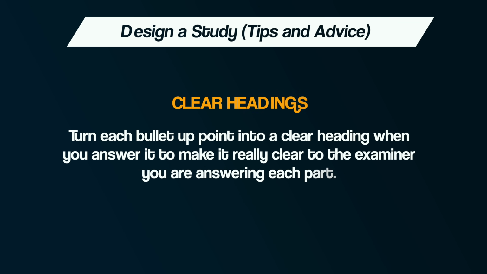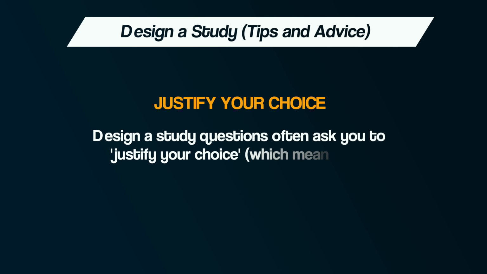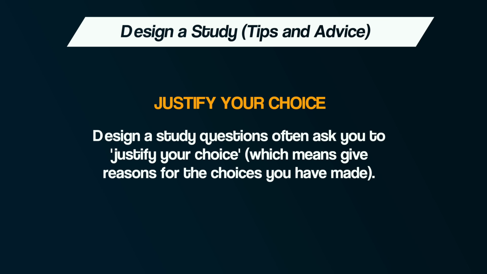Number 2, turn each bullet point into a clear heading when you answer it, to make it really clear to the examiner you are answering that part. Number 3, most importantly, notice that this type of question often asks you to justify your choice, which means give reasons for the choices you have made. Because we are designing a study, we need to explain how we're going to carry it out. You must do more than simply state a short answer. There are 12 marks available here.